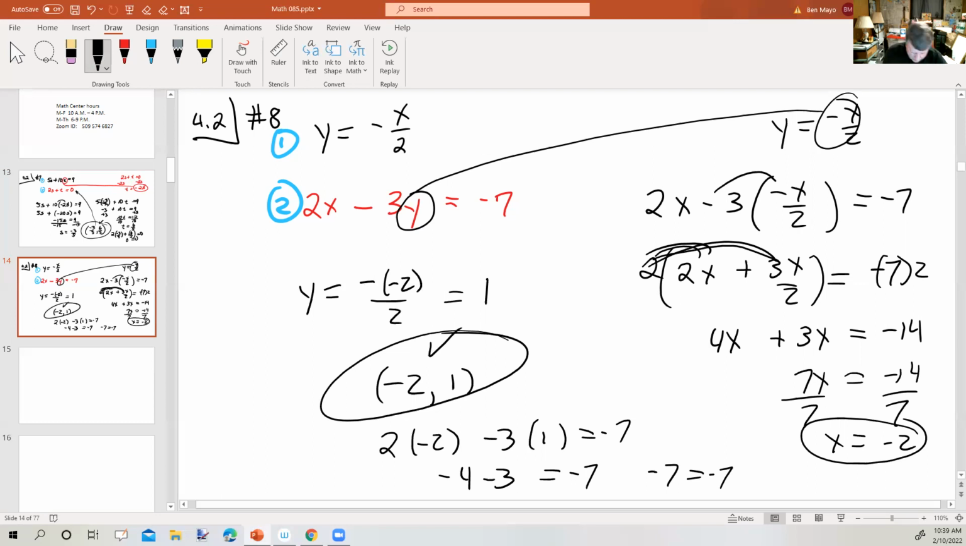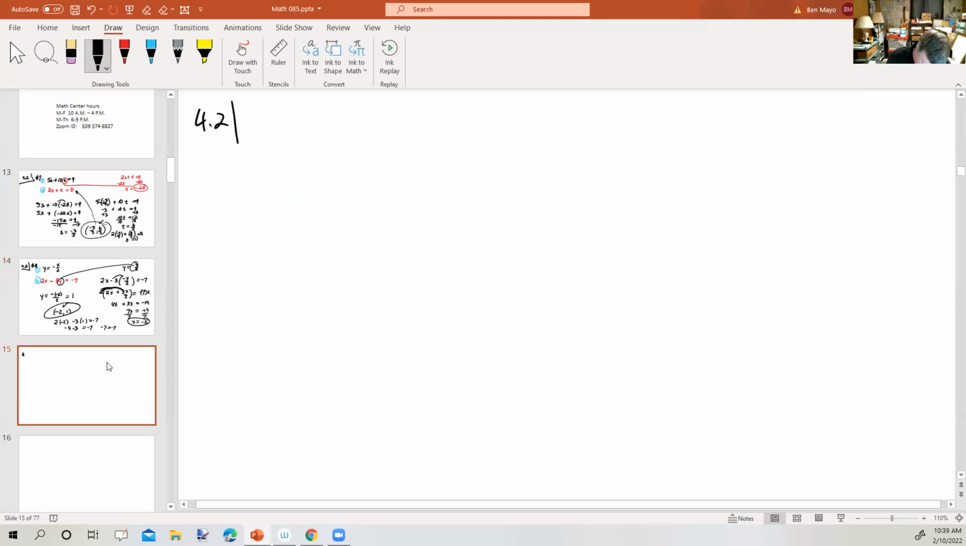This takes us to one more example from this student, 4.2, number 13. Again, solve the system by substitution. And if it's no solution, say so. If it's infinitely many, say so. If it's an ordered pair, say so. All right. So what we have here is 7x plus y equals negative 5 plus 6x minus y.